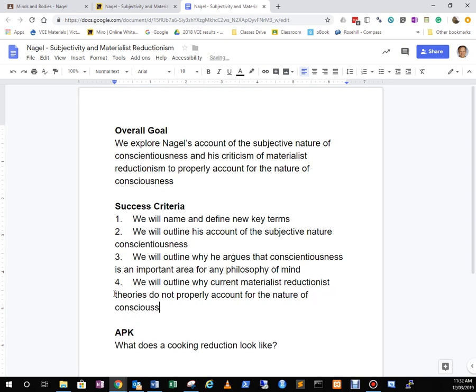So write these down, pretty please with the cherry on top, and then score yourself on each of them. And then go to Google and have a look at what a cooking reduction looks like, because once you've done that, you'll be able to understand some of the images that I've got up on my concept map.